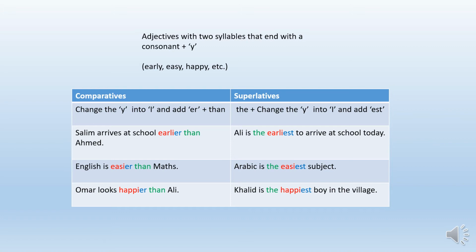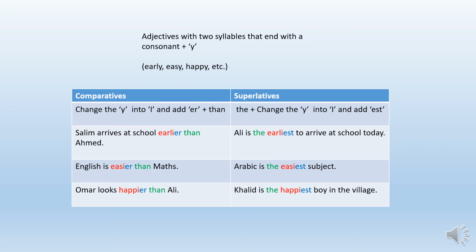For example, Salim arrives at school earlier than Ahmed. We are comparing Salim and Ahmed, and here, the adjective early, we have changed the y into an i, and then we added er plus than. Okay, the superlative sentence here: Ali is the earliest to arrive at school today. So again here, I'm comparing Ali with all students in school, and we put here the, and we change the y into an i, and we added est.